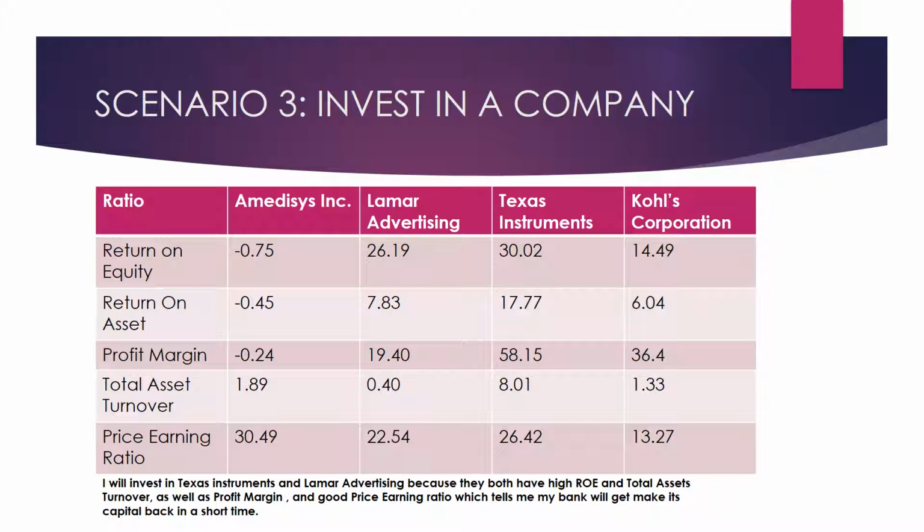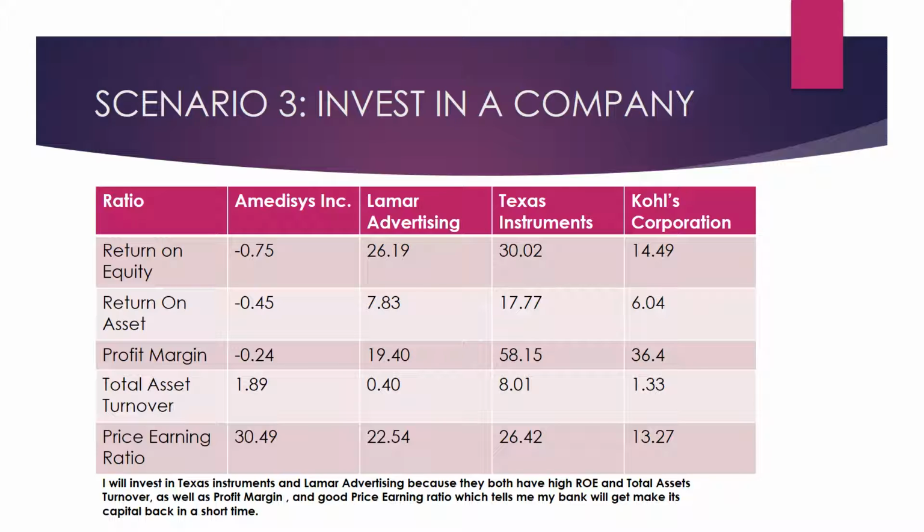Profit margin, Amadis's came with a negative 0.24, Lamar came up with 19.40, Texas with 58.15, Kohl's with 36.4. The total asset turnover, Amadis's came with a negative 1.89, Lamar with 0.40, Texas with 8.01, and Kohl's with 1.33. The price earnings ratio came up to 30.49 for Amadis's, 22.54 for Lamar, 26.42 for Texas, and 13.27 for Kohl's Corporation.